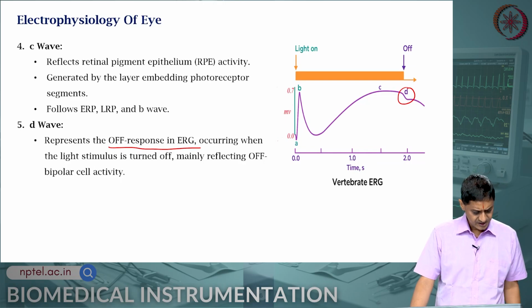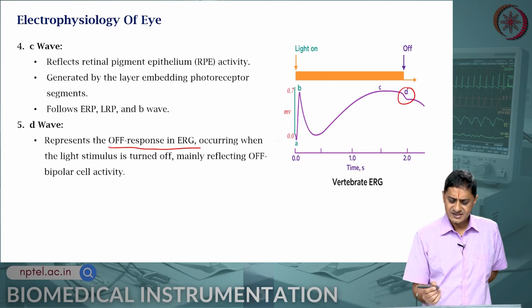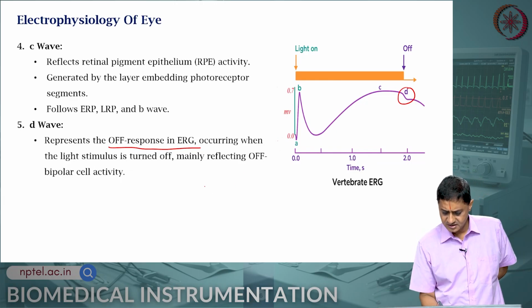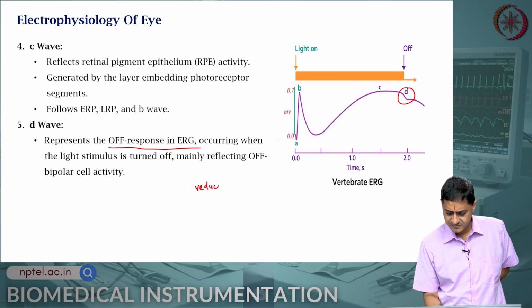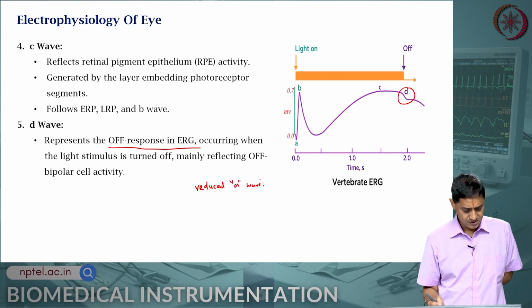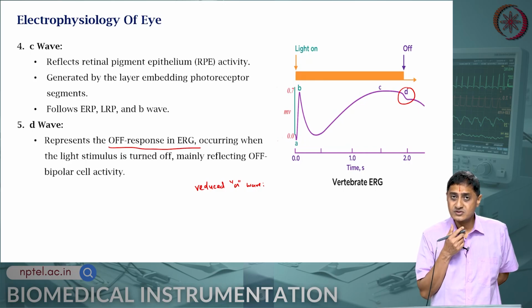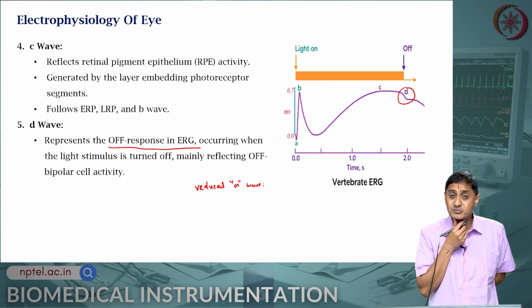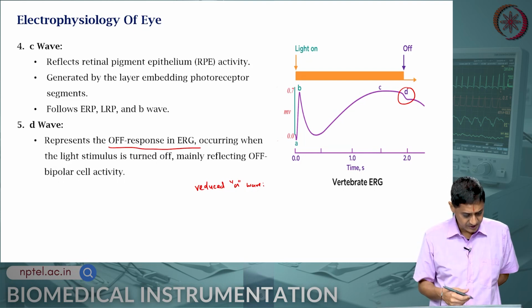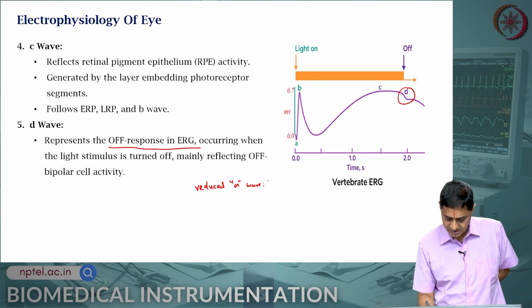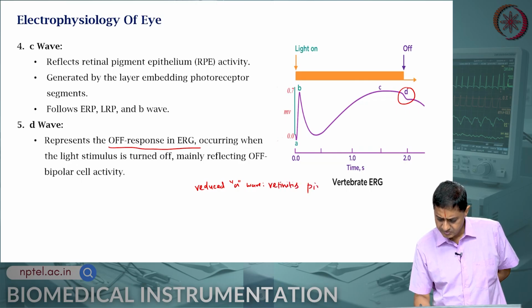What are these? For example, compromised, reduced A wave might mean that it is due to some photoreceptor problem, right. It is perhaps due to some photoreceptor disease such as retinitis pigmentosa.